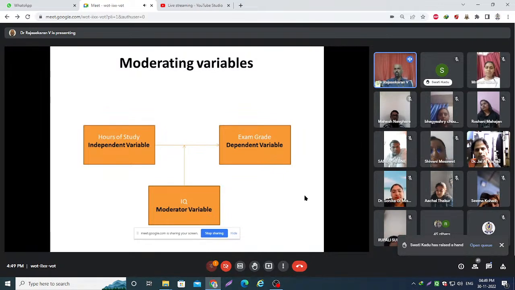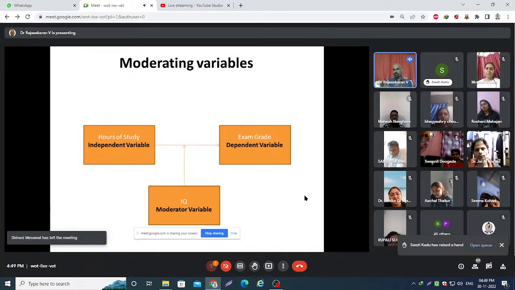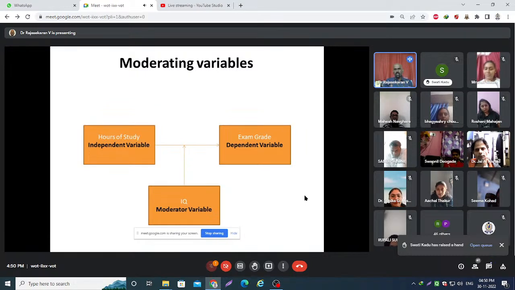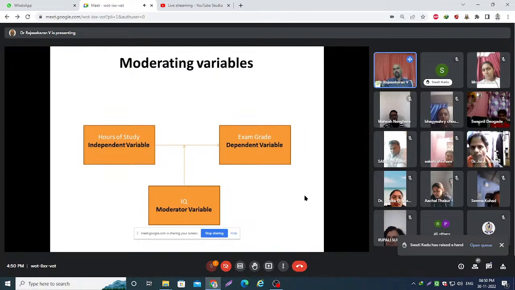See, if you do not have a moderator variable and you are directly trying to establish the relationship between hours of study and exam grade, that's fine. But sometimes a contradictory relationship comes. See, you say that hours of study and exam grade is good. It is increasing. But still some students, even though hours of study is high, their grade is very low. They get only a poor grade. Why?